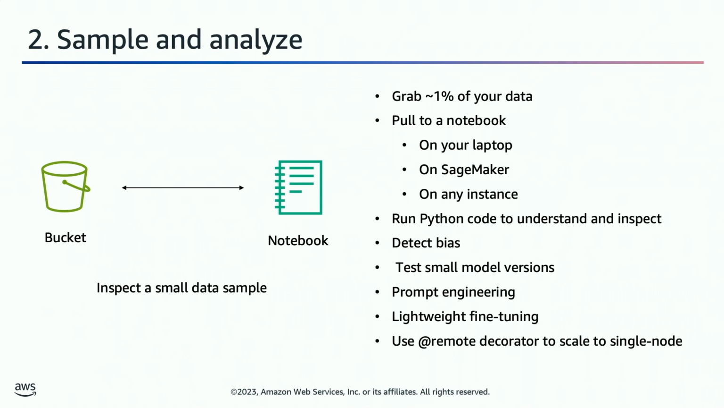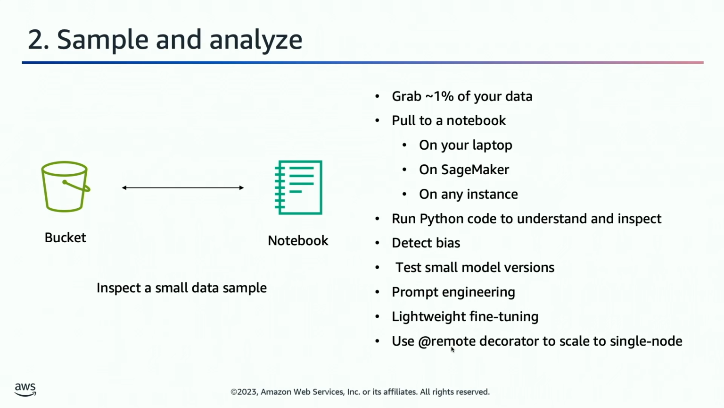So you can use a notebook to test a couple lines of code and analyze and assess and understand what your data set is, why it's composed that way, what to do. So you can run your notebook on your small data sample using SageMaker or using any instance. Again, I'm going to run Python code there to just understand and inspect my data set. You can detect bias in your data sets. You can work with small model versions. You might do some prompt engineering. You might do some lightweight fine-tuning.